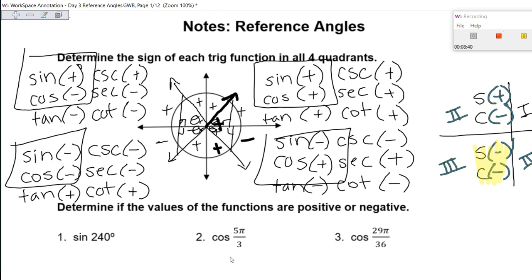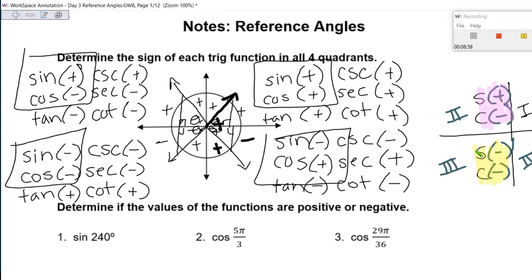Now if I look at the second diagonal, if I look at quadrants 2 and quadrants 4. Yeah, they're flipped. This one, the sine is positive, cosine is negative. It's reversed in quadrant 4. The sine is negative, the cosine is positive.